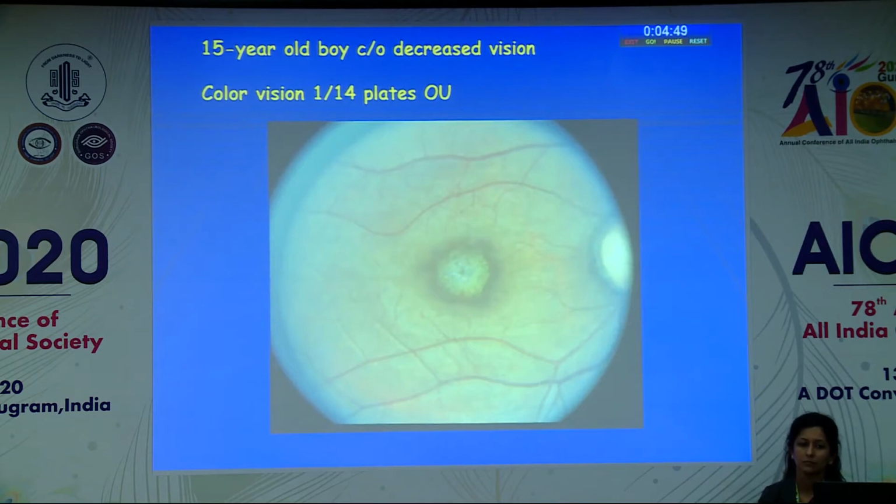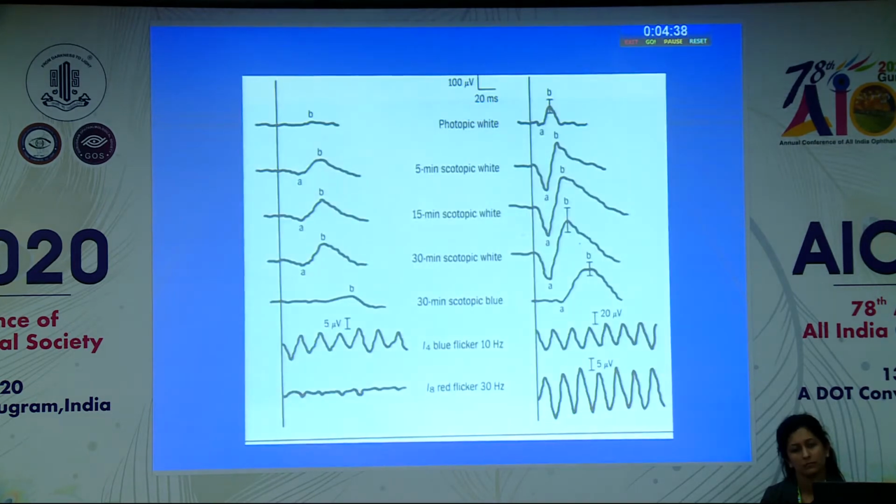Another 15-year-old boy complained of decreased vision. The vision was 6/60 in each eye. Color vision was down. So you think about certain conditions, cone rod dystrophy, Stargardt disease, although Stargardt disease does not affect the color vision as such, but it can.